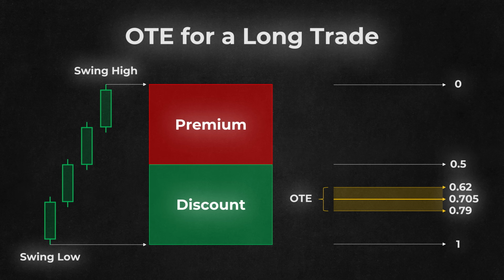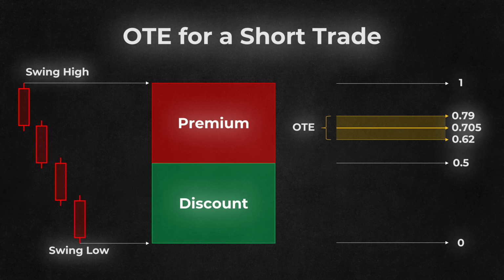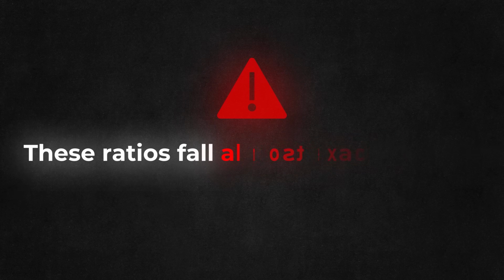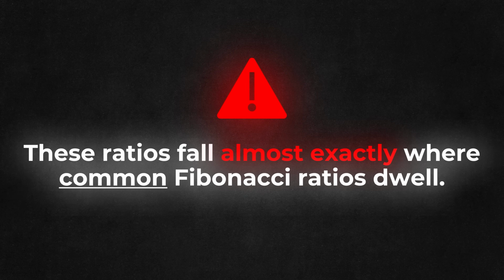In this illustration, you can see the OTE for a long trade. In this other illustration, you can see the OTE for a short trade. The problem with this is that the range of ratios falls almost exactly in the same place outlined by two of the most common Fibonacci ratios, the 0.618 and the 0.786. If you think this is a new concept or a revolutionary one, you don't have basic knowledge of technical analysis.